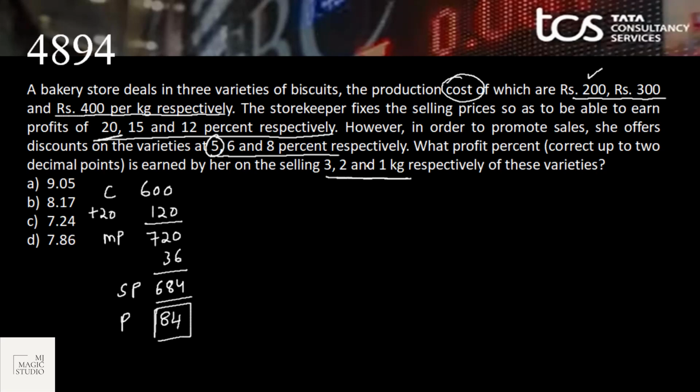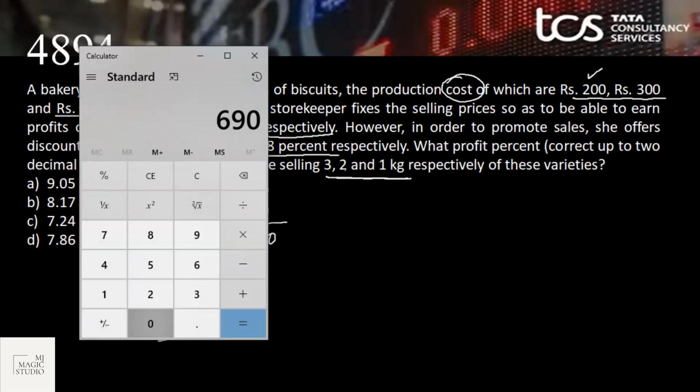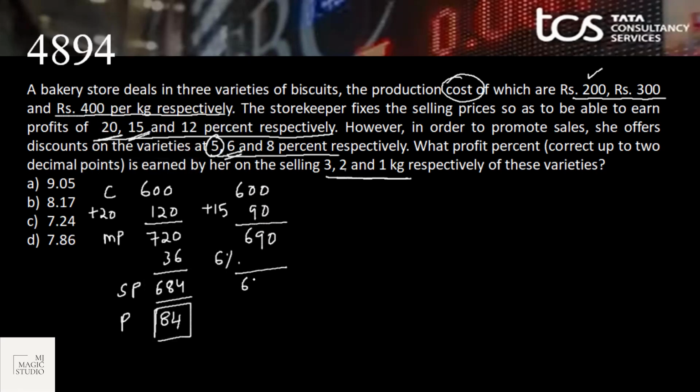Type 1 done. Type 2, selling 2 kgs. 300 into 2, 600 again. You want to earn a profit of 15%. So that would be 90. Marked price 690. Offer a discount of 6%. So we can use the on-screen calculator here. 690 into 0.94. We'll get straight away the selling price, 648.6. 648.6 is the selling price. So here the profit is 48.6.